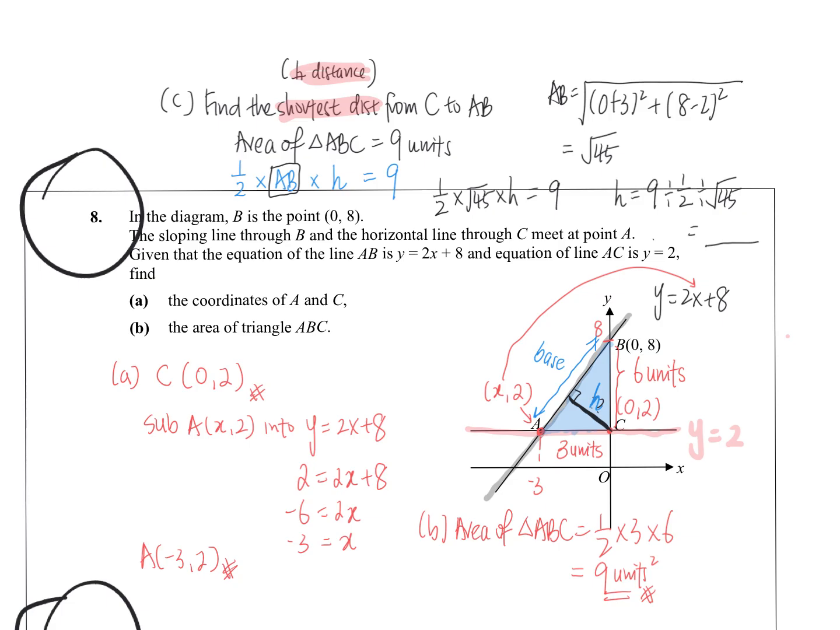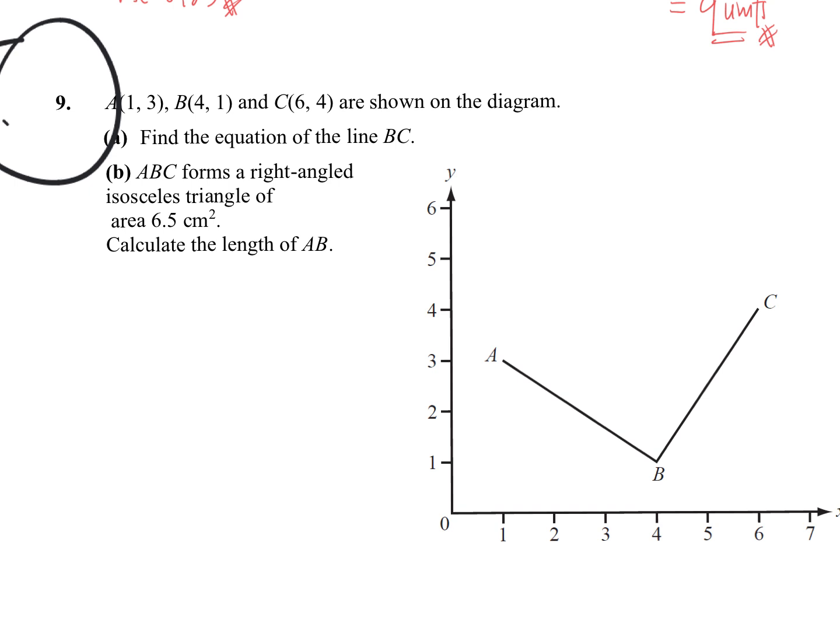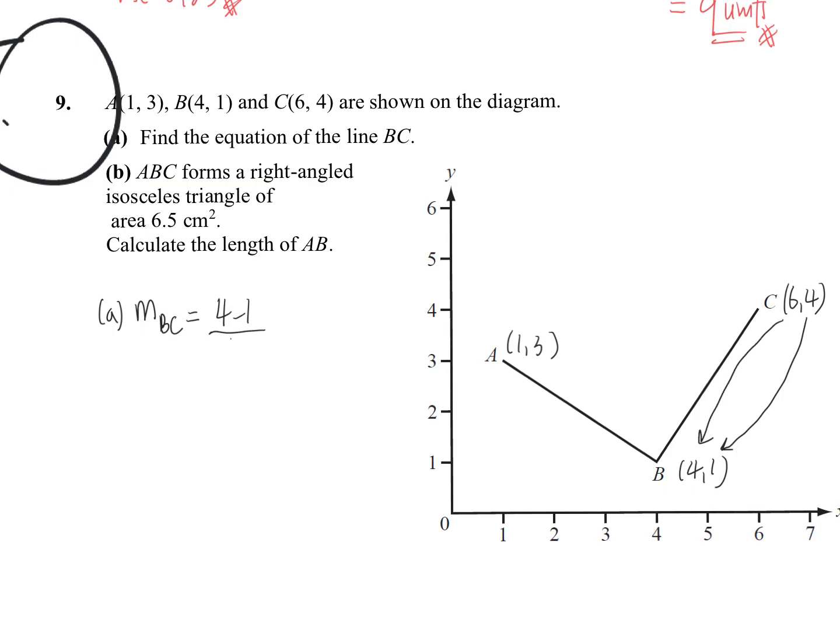Okay, this one. I have 3 points. 1, 3. 4, 1. And 6, 4. And then I want to find the equation of BC. So to find the equation, I need the gradient and 1 point. So the gradient of BC, I find first. Y2 minus Y1 over X2 minus X1. And then I get 3 over 2, which is 1.5.